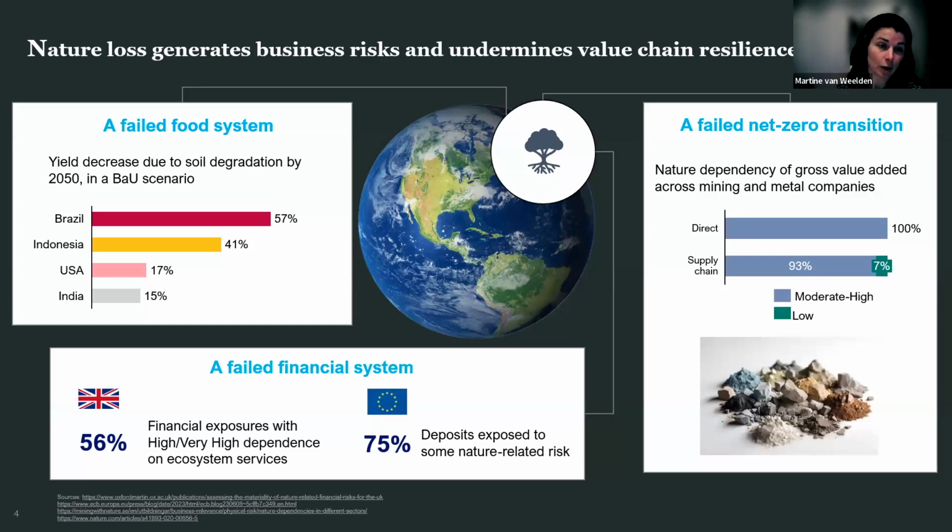On the top left corner, you see a study that looked at a business as usual scenario and showed that 57% of Brazil's yields might decrease due to soil degradation by 2050. And for instance, the UK financial system is 56% financially exposed and dependent on ecosystem services. So there's a big risk involved if we're not taking care and not taking nature into our accounts.